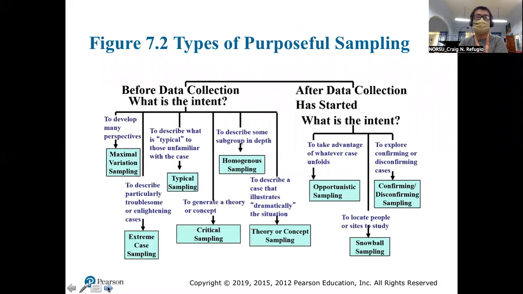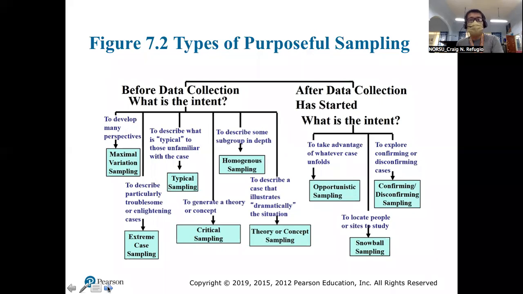Okay. Figure 7.2, we have types of purposive sampling design. I don't actually use purposeful sampling design. As a statistician, I used to say purposive sampling design. But that is correct, right? Purposeful sampling design or purposive sampling design. So either of the two can be considered.